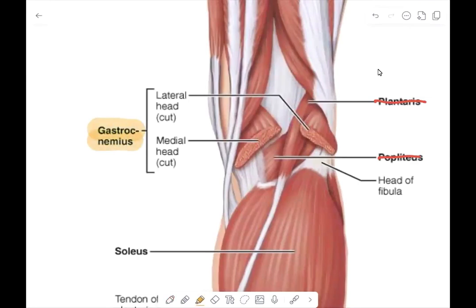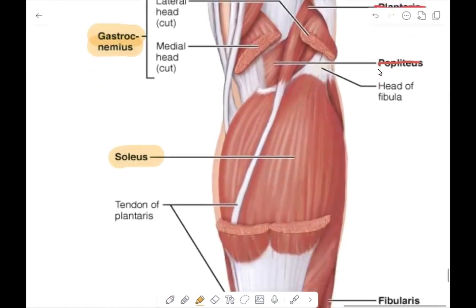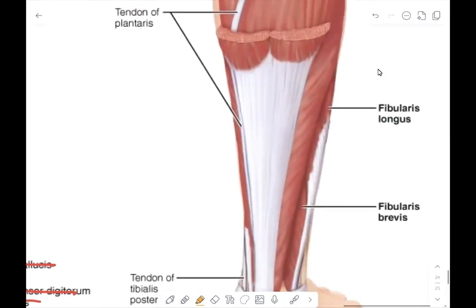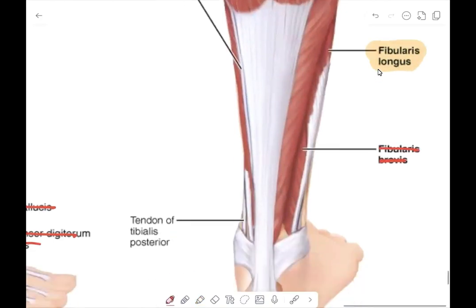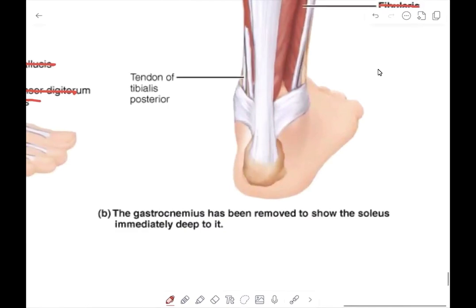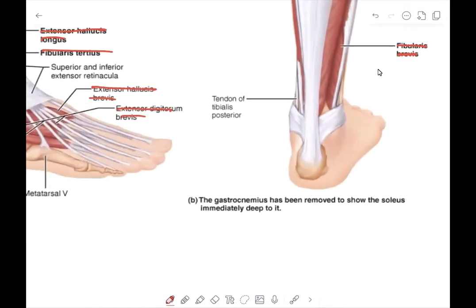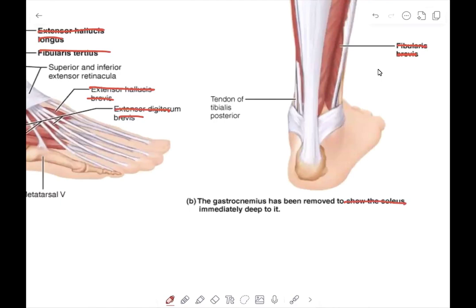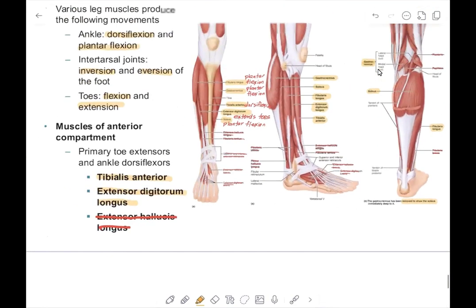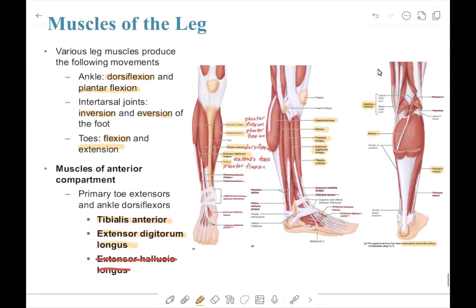We've already talked about the gastrocnemius and soleus that are responsible for plantar flexion. Remember, the fibularis longus is also plantar flexion. You don't have to know the fibularis brevis. So the gastrocnemius in this view has been removed, so it shows the soleus muscle, but it would be deep to the gastrocnemius, just like in the quadriceps, the vastus intermedius is deep to the other vastus muscles.